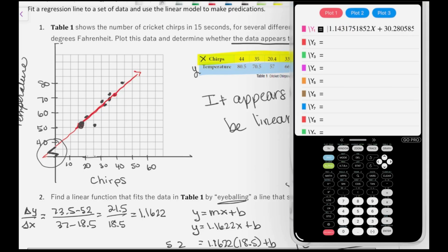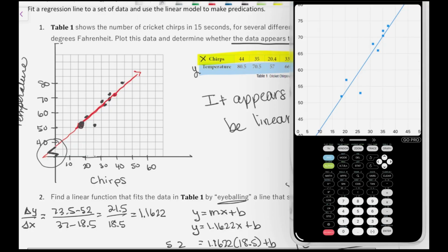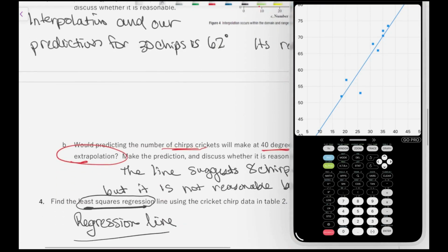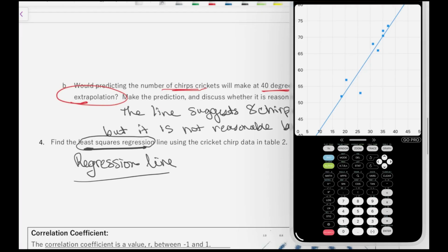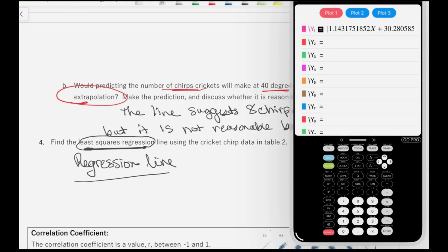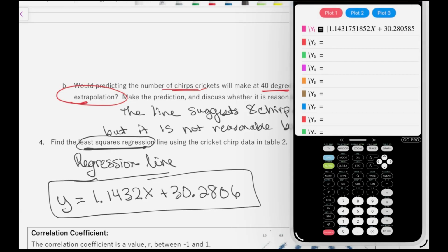And now if I hit graph, I have the scatter plot and the line of best fit in my window. Now, let's go back here. The regression line that it said was 1.1432x plus 30.2806. There was the regression line that my calculator found.